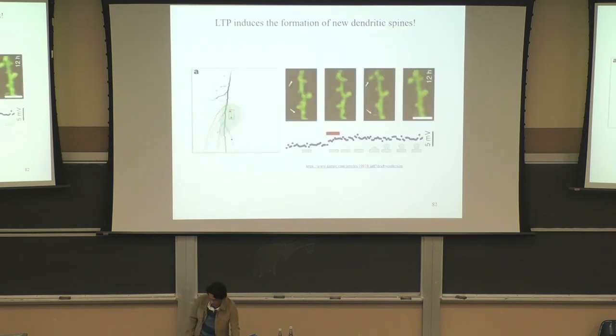Okay, so why do we need this protein synthesis? We need this protein synthesis because after you strengthen the input from one axon to another postsynaptic site, you see the birth of new dendritic spines.